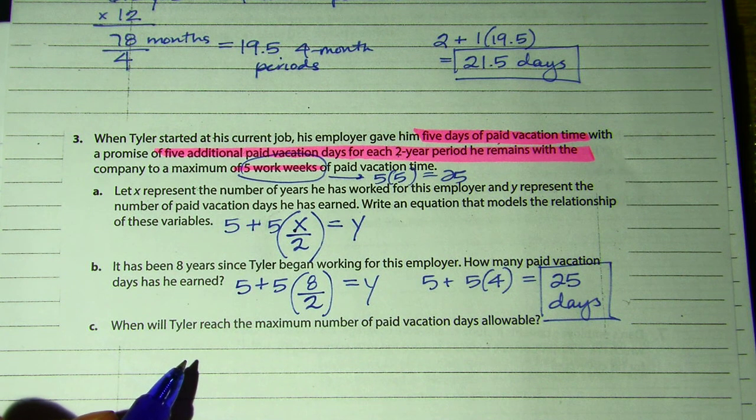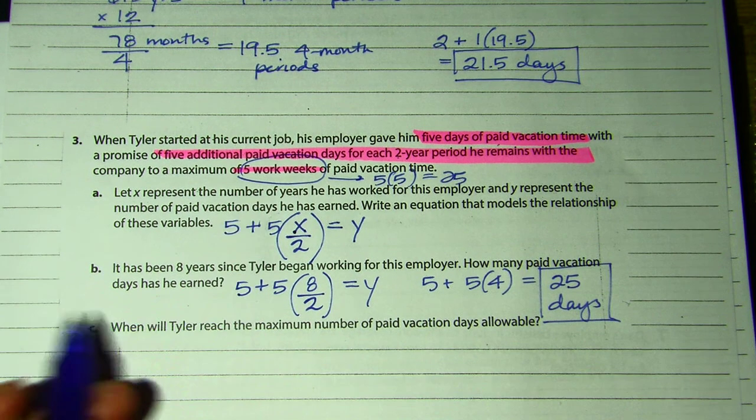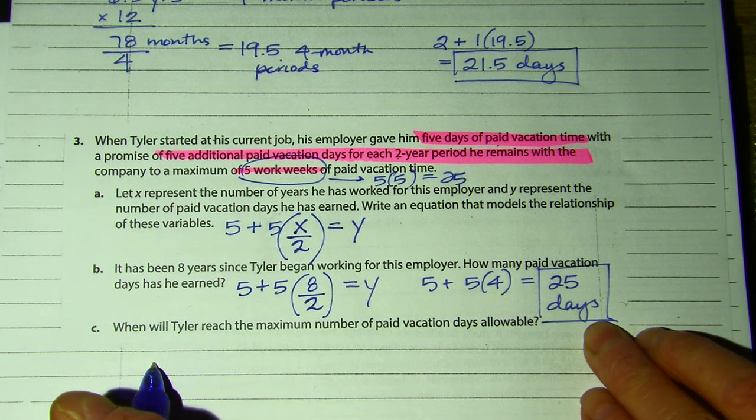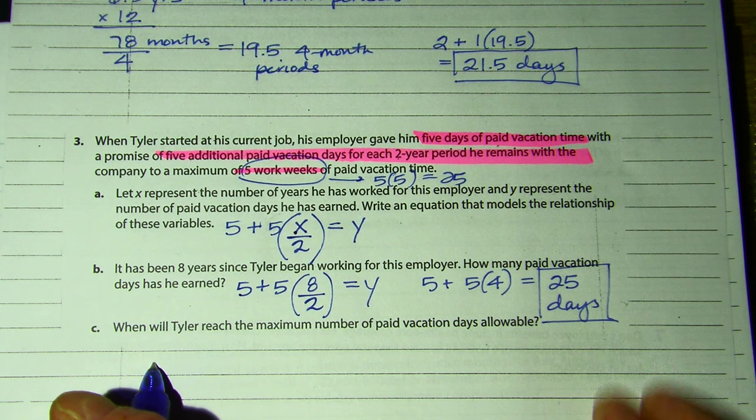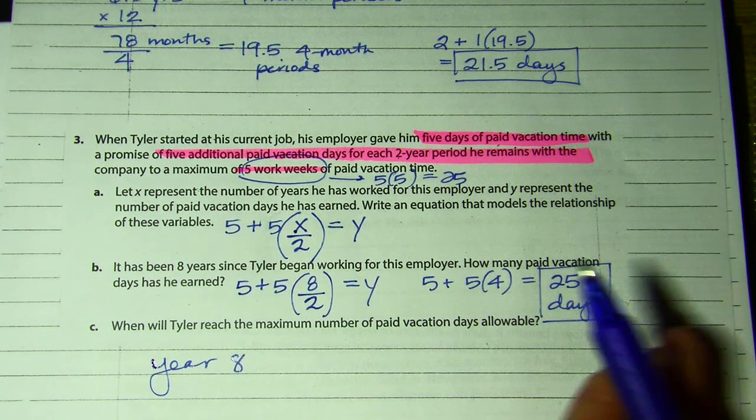I did. Sorry, I was looking at what I did at home. Of 5 work weeks, 5 times 5 is 25. So he exceeded it. He exceeded the number of days. I read that wrong at home. In year 8. Sorry, I was looking at my work and I read it wrong.